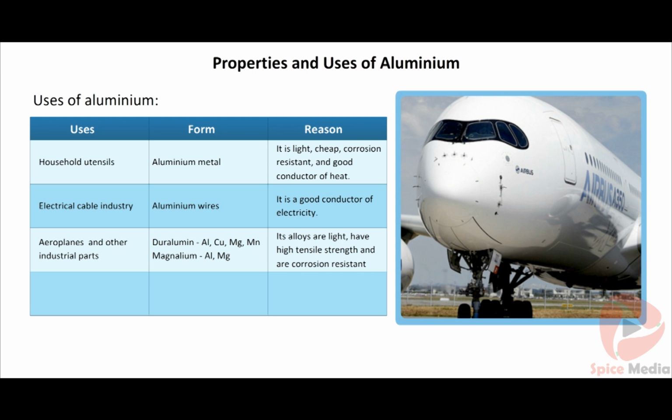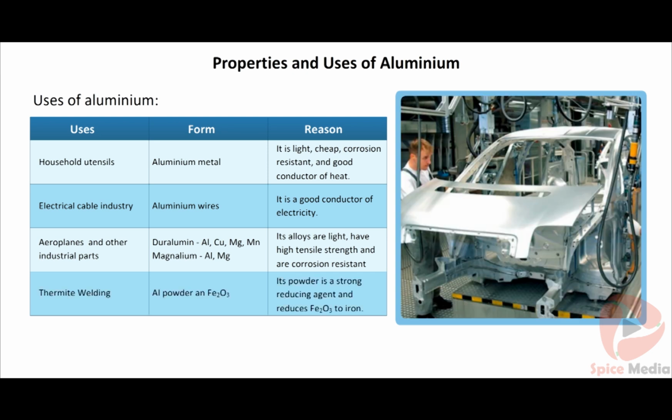Duralumin, Al-Cu-Mg-Mn, and magnalium, Al-Mg. Its alloys are light, have high tensile strength and are corrosion resistant. Thermite welding: Al powder and Fe2O3. Its powder is a strong reducing agent and reduces Fe2O3 to iron.